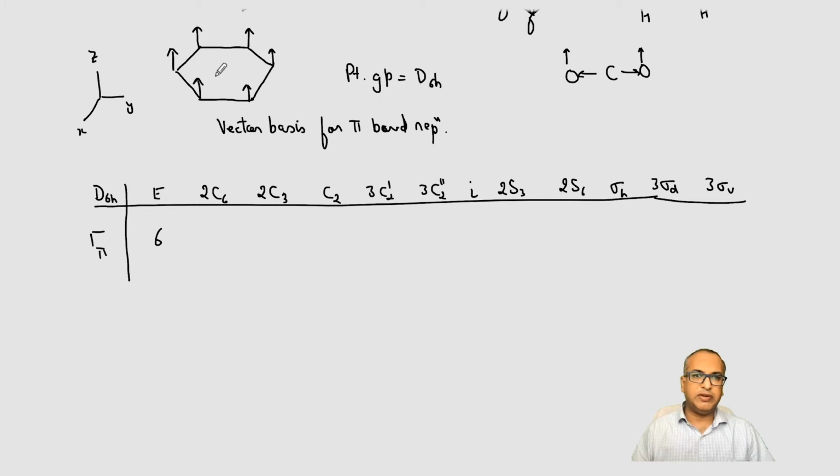So if 6 vectors remain unchanged, 6. If 0 vectors remain unchanged, that means all of them are changing, the value will be 0. So if I'm doing C6 operation, I am rotating this by 360 by 6, that is 60 degrees. So if I rotate it by 60 degrees, all of these will go to adjacent places. That means the character will come out to be 0. Right? Similarly, if I do C3 operation, it will be 0. C2 operation will be 0 because all the vectors will be moving to alternate positions.